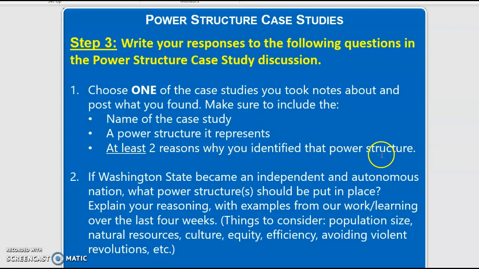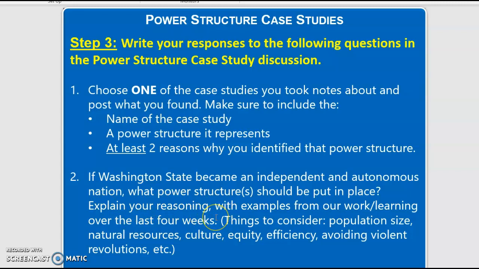And then number 2 is, so now you're applying what you know about power structures. If Washington State became an independent and autonomous nation, what power structures should be put in place? So what do you think would work best for our state nation, right? Explain your reasoning with examples from our work or learning over the past 4 weeks.